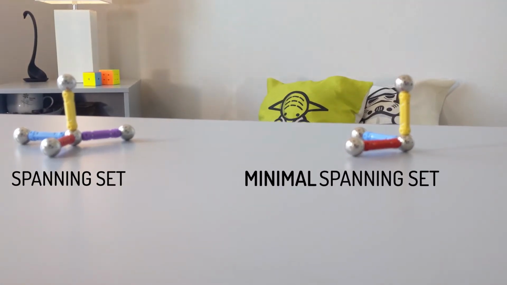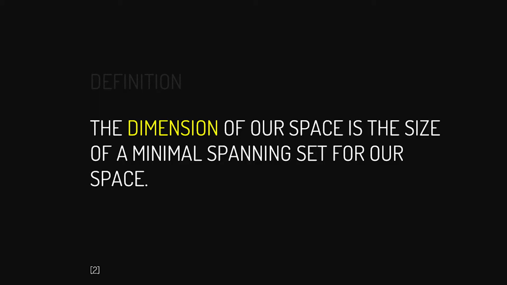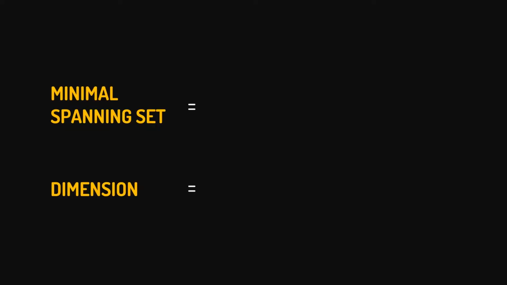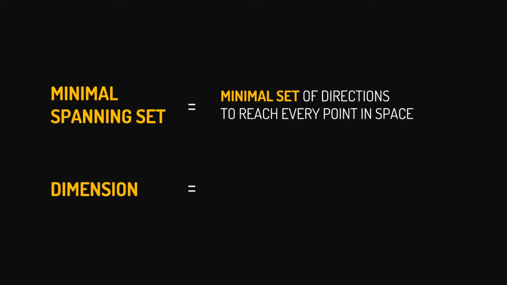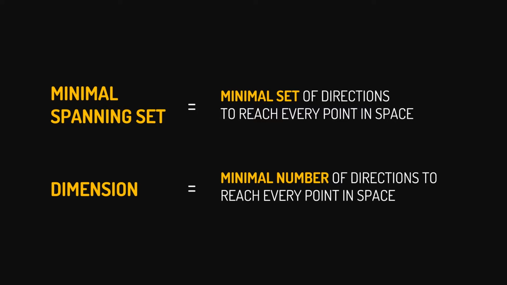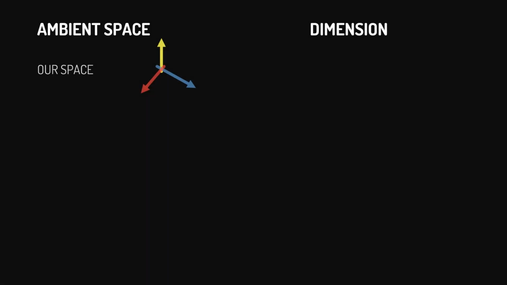This is what lets us define dimension. The dimension of our space is simply the size of a minimal spanning set for our space. This makes sense. A minimal spanning set is a minimal set of directions to reach every point in space. So, dimension is just a minimal number of directions to reach every point in space. For instance, these 3 vectors form a minimal spanning set for our space, so our space has dimension 3.